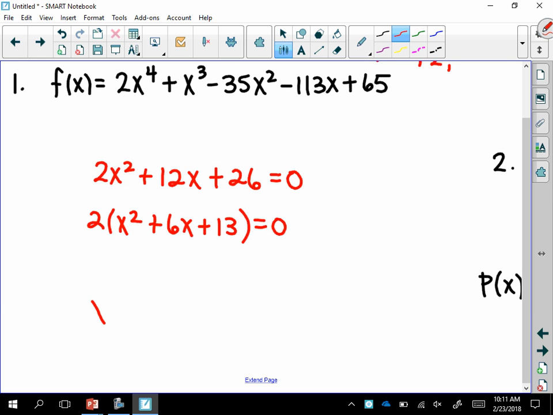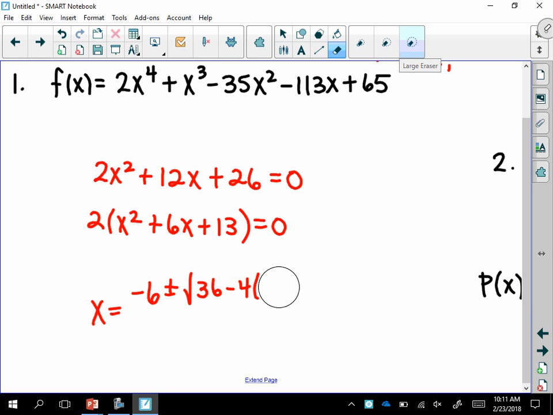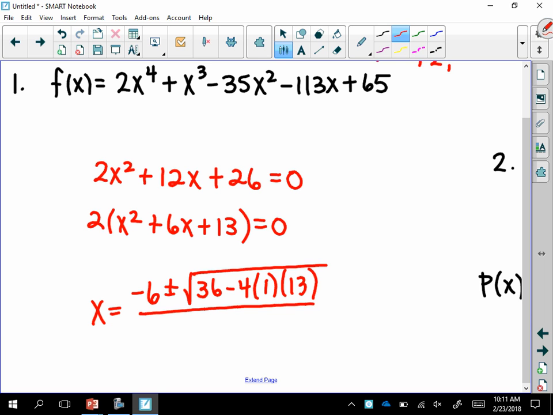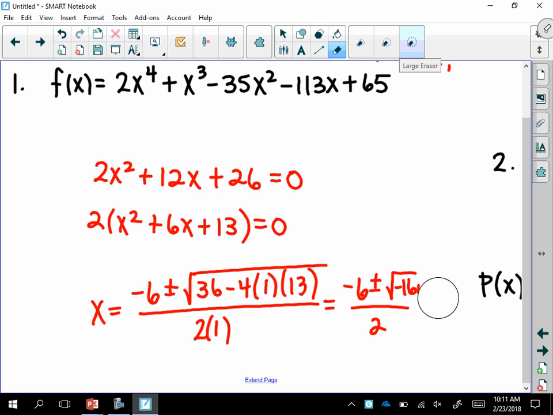And that would be negative b plus or minus the square root of b squared minus 4. A is 1 now that I've taken that GCF out. All over 2 times 1. What do you get for your discriminant? Negative 16. Everybody good with that?